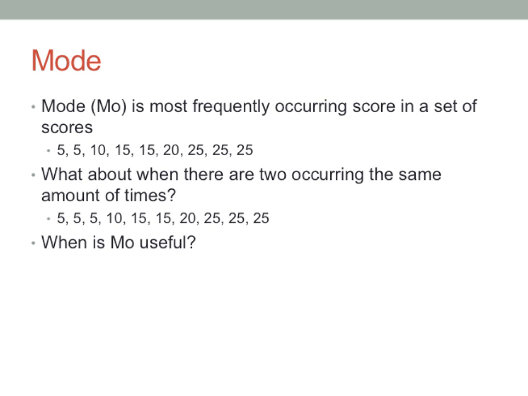So when we are looking at, let's say, votes for an election, we aren't really interested in the average number of scores. That doesn't really make a whole lot of sense. So mode is useful when you simply want to know which score has occurred the greatest number of times. So who got the most votes? That is looking at the mode.